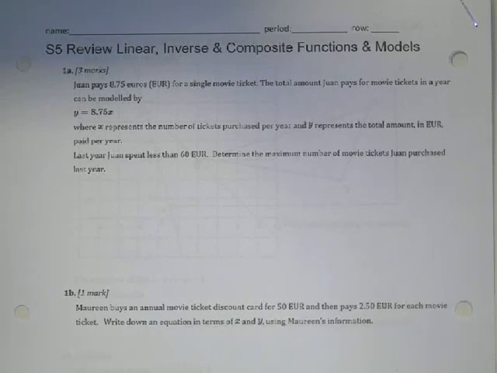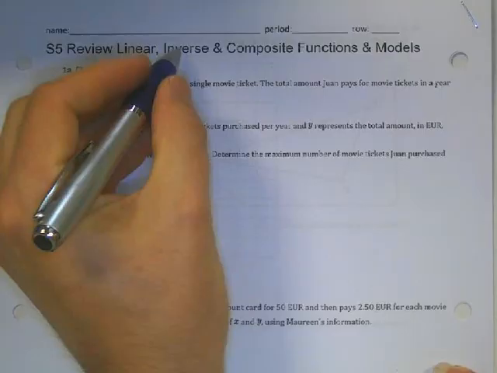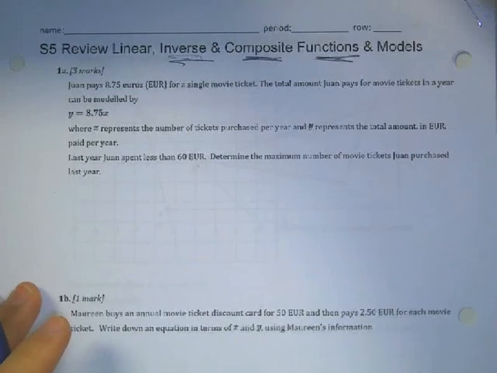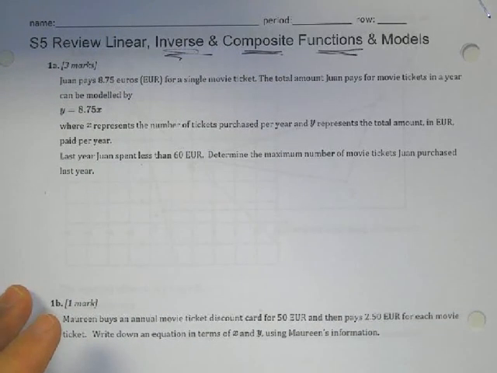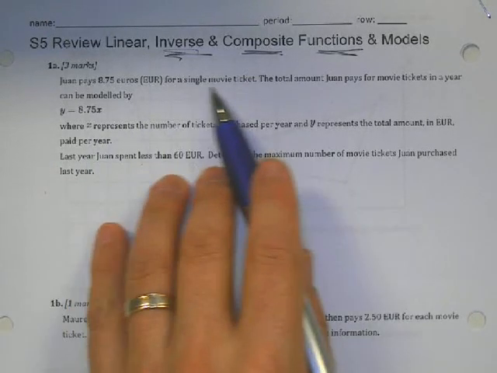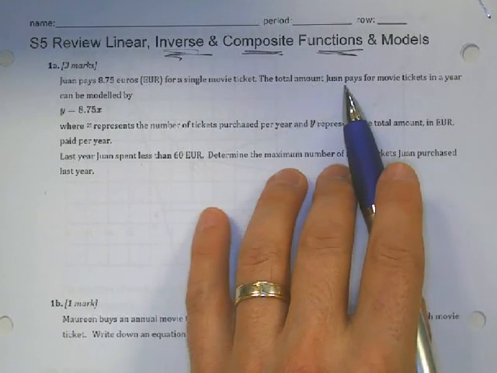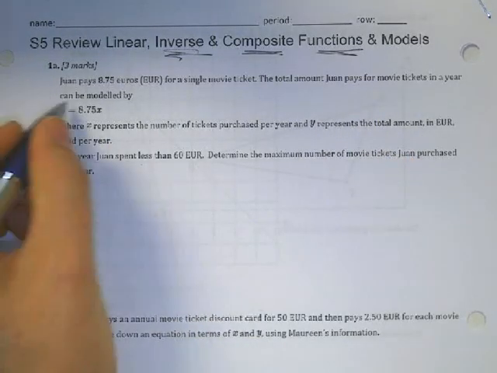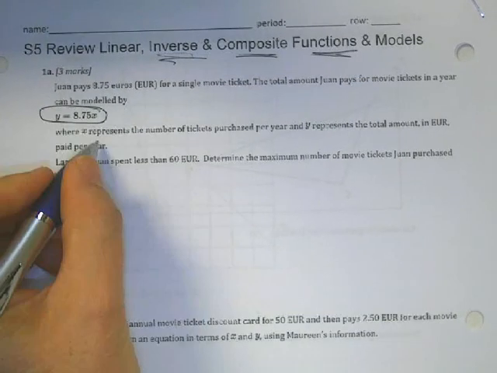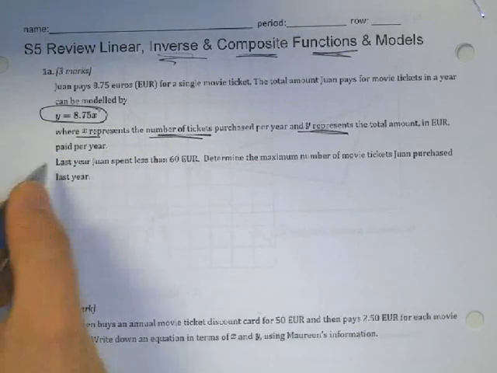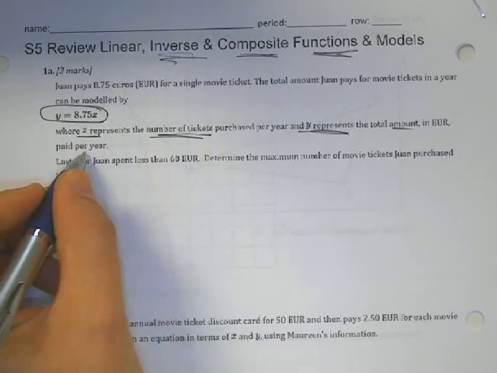Okay, we're going to talk about our review handout on inverse functions and composite functions. Okay, so here we've got this question. Juan pays 8.75 euros for a single movie ticket, and the total amount Juan pays for the movie tickets can be used with this model, where X represents the number of tickets and Y represents the amount paid per year.